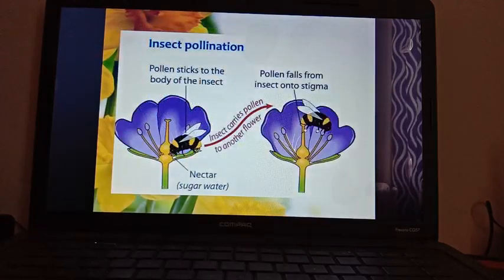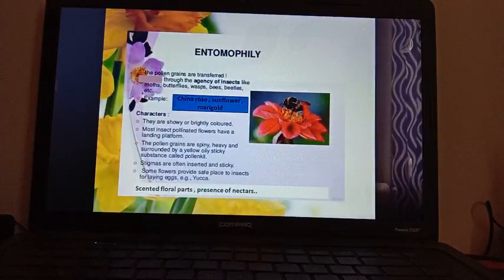Next is insect pollination, known as entomophilous or entomophily. Here, pollen grains are transferred from one flower to another through the agency of insects. What are the insects which can help in entomophily? Moths, butterflies, wasps, bees, beetles. These are the examples. Examples of entomophilous flowers, the flowers in which entomophily is possible: China rose, sunflower, marigold.